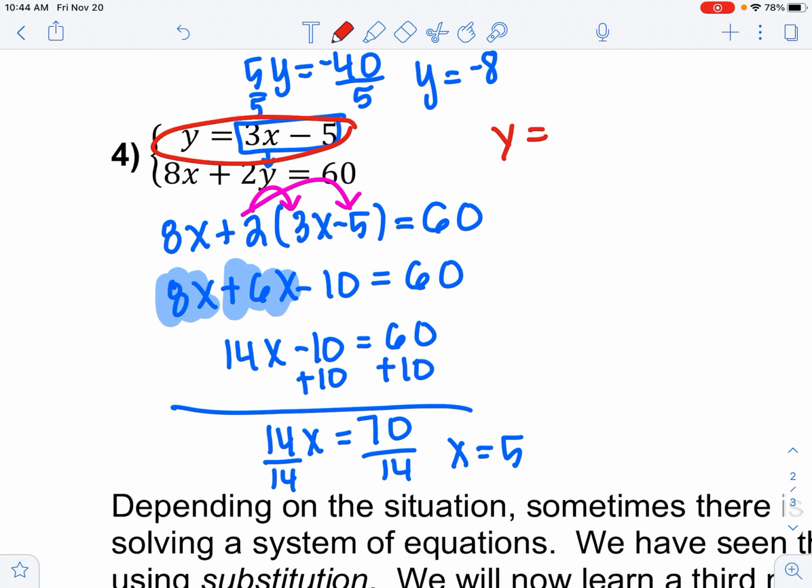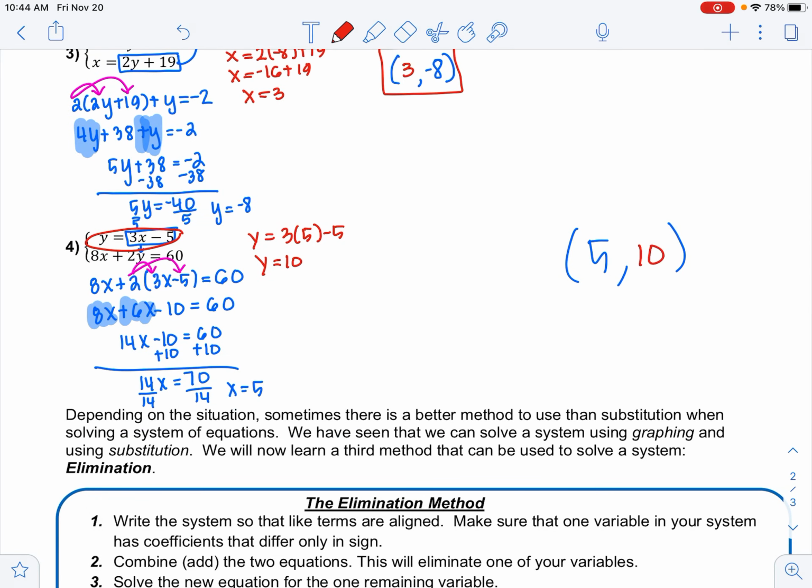All right, let's get the y value. Can go back to either equation. I'm going to use this one right here because it's already solved for y. Y equals 3 times 5 minus 5. Y equals 15 minus 5, which is 10.